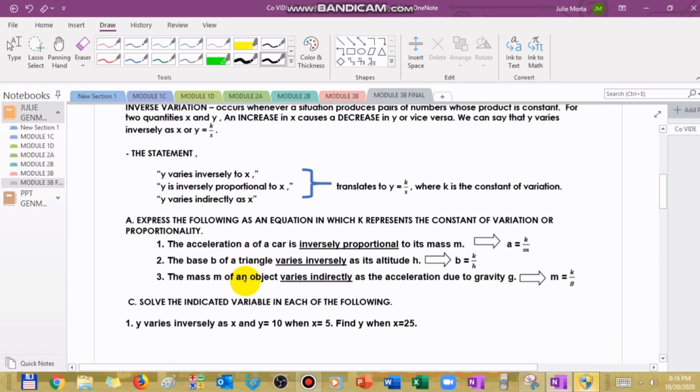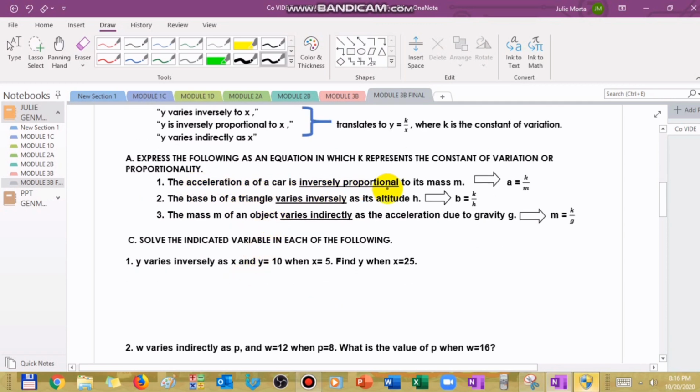So, ngayon, paano tayo mag-express? From sentence going to its symbol. The acceleration a of a car is inversely proportional to its mass m. Paano mo isusulat yun? Ita-translate. Magiging a is equal to k over m. Number 2, the base of a triangle varies inversely as its altitude, h. Magiging b is equal to k over h. The mass m of an object varies indirectly as the acceleration due to gravity g. So, m is equal to k over g.